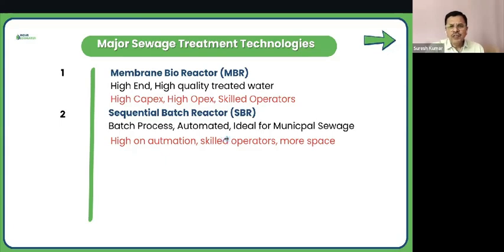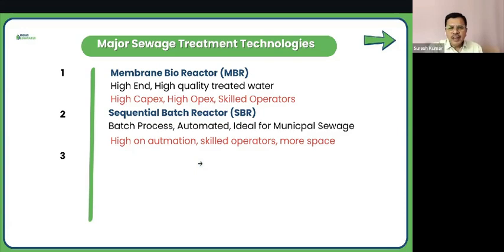So, if we have skilled operators, we have more space, if we can spend more money, we should go for SBR. Municipalities by default the world over go for the SBR process, because at that volume, it is viable, and they are automated. A 5 MLD STP or 10 MLD STP, 20 MLD STP can be operated by 3-4 people. That is the level of operation. But the same number of people are required even for a 500 KLD STP or 100 KLD STP. At 500, 100 KL STP, it is not viable.